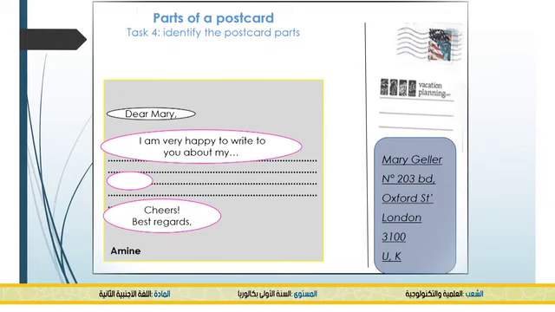Alright, so now after we have seen a postcard, we are going to move to the parts of a postcard. We need to know the parts of what we are going to write. Okay? So these are the parts of a postcard. What I would like you to do is to identify the postcard part names, okay? We have some parts, of course. I would like you to name them. For example, Dear Mary, what do we call this? Of course, it has a name, okay? So take your time and try to identify these parts.